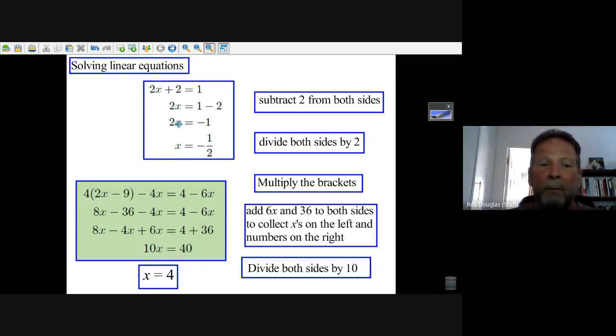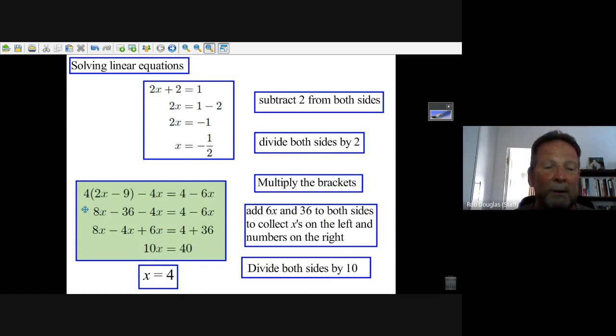Now it says 2x is minus 1. You want to find out what x is. You have to do the opposite of multiplying by 2. You have to divide both sides by 2. 2 divided by 2 is 1. Minus 1 divided by 2 is negative a half. So that's the kind of question you've probably done before.